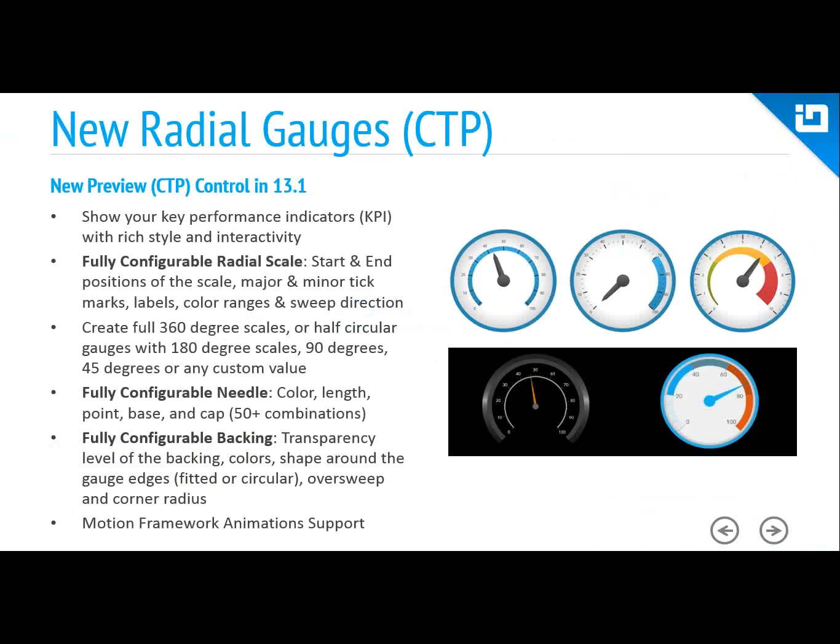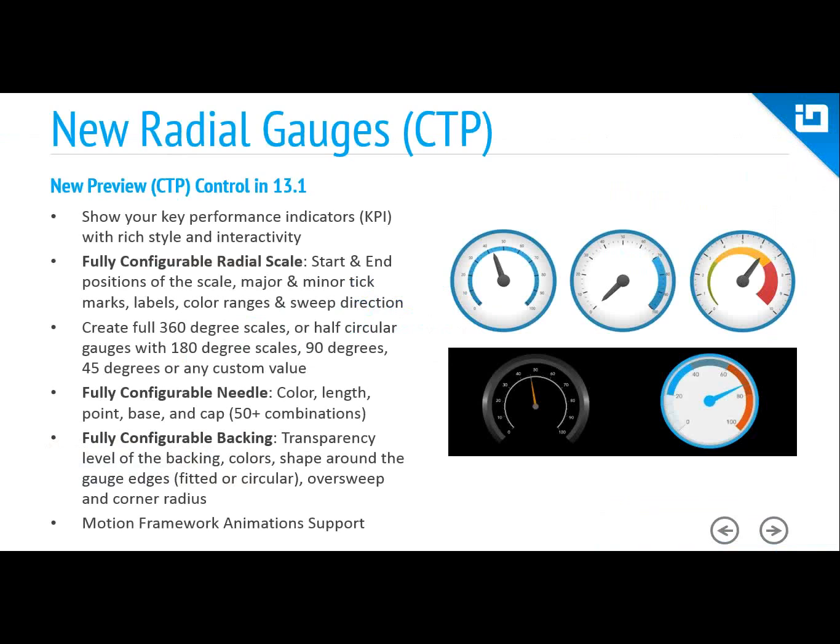So you can expect that in 13.2 the current radial gauge will be deprecated in favor of this new radial gauge right here. So play with it. Let us know your feedback, because I would love to know from all of our customers out there that are already using the radial gauge today, how do they use it? Do they like it? Do they like the new one? Would they be willing to move over to the new one?